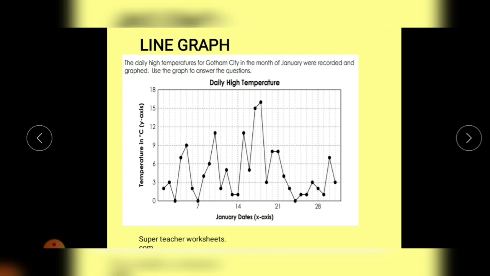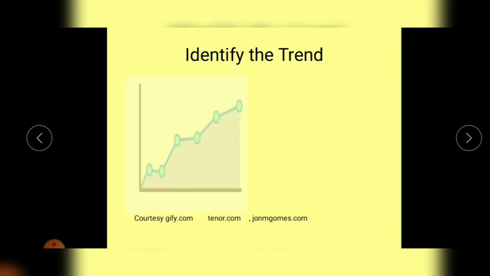Students, a very important thing in a line graph is to identify the trend. These trends are important in real life because they help us to make predictions. Let us now understand what is a trend. A trend refers to the pattern, say whether the trend is increasing or decreasing. It's called a linear trend.